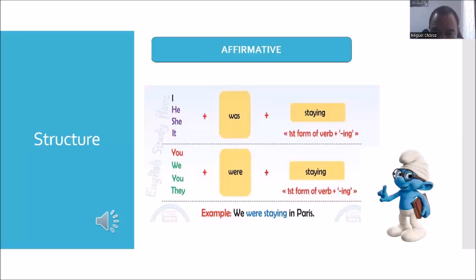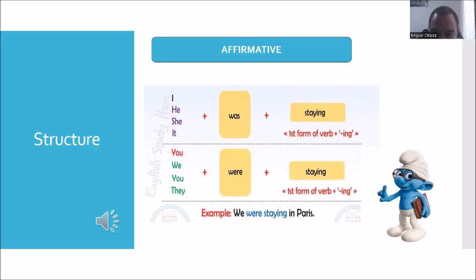For affirmative sentences, the past continuous tense structure involves the past tense of to be, was or were, and the present participle of the main verb, the ing form. Keep in mind that you must conjugate to be to match the subject.